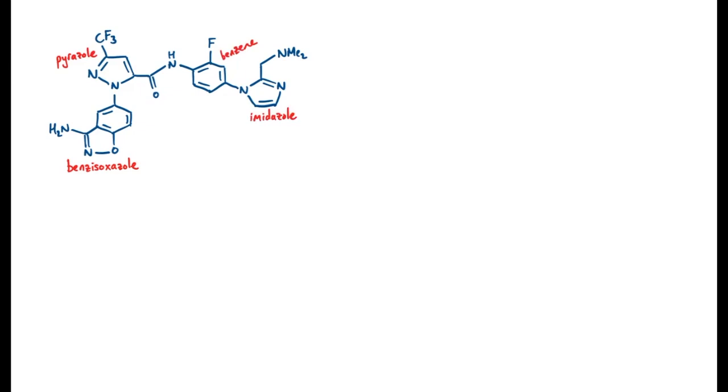But to start with, the first sensible disconnection would be to cut right down the middle over this amide. That splits the molecule roughly in half, so we can make the two halves separately, and that will add a lot of convergency into our synthesis. It will also prevent us having to deal with any competing reactivity problems that might occur trying to build the molecule in a more linear way.